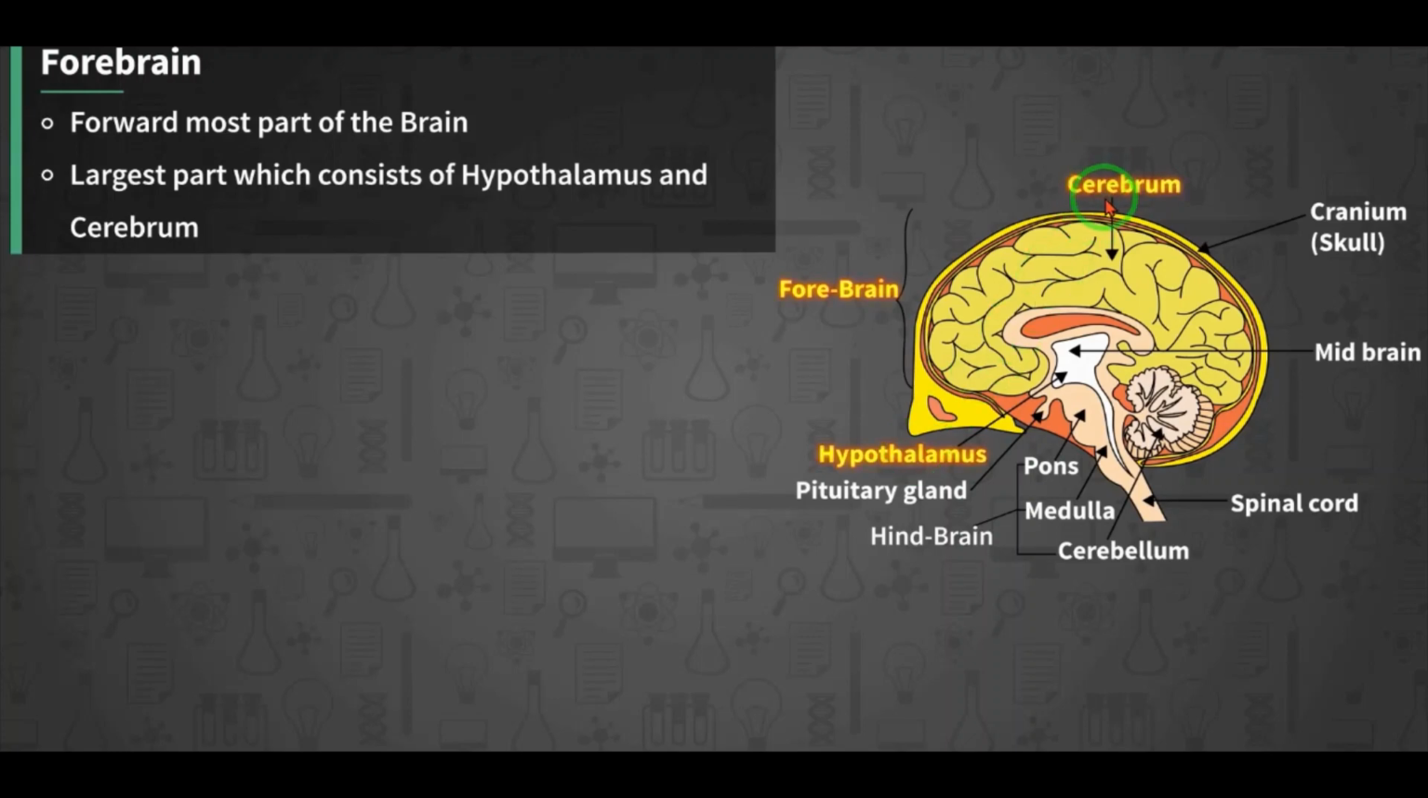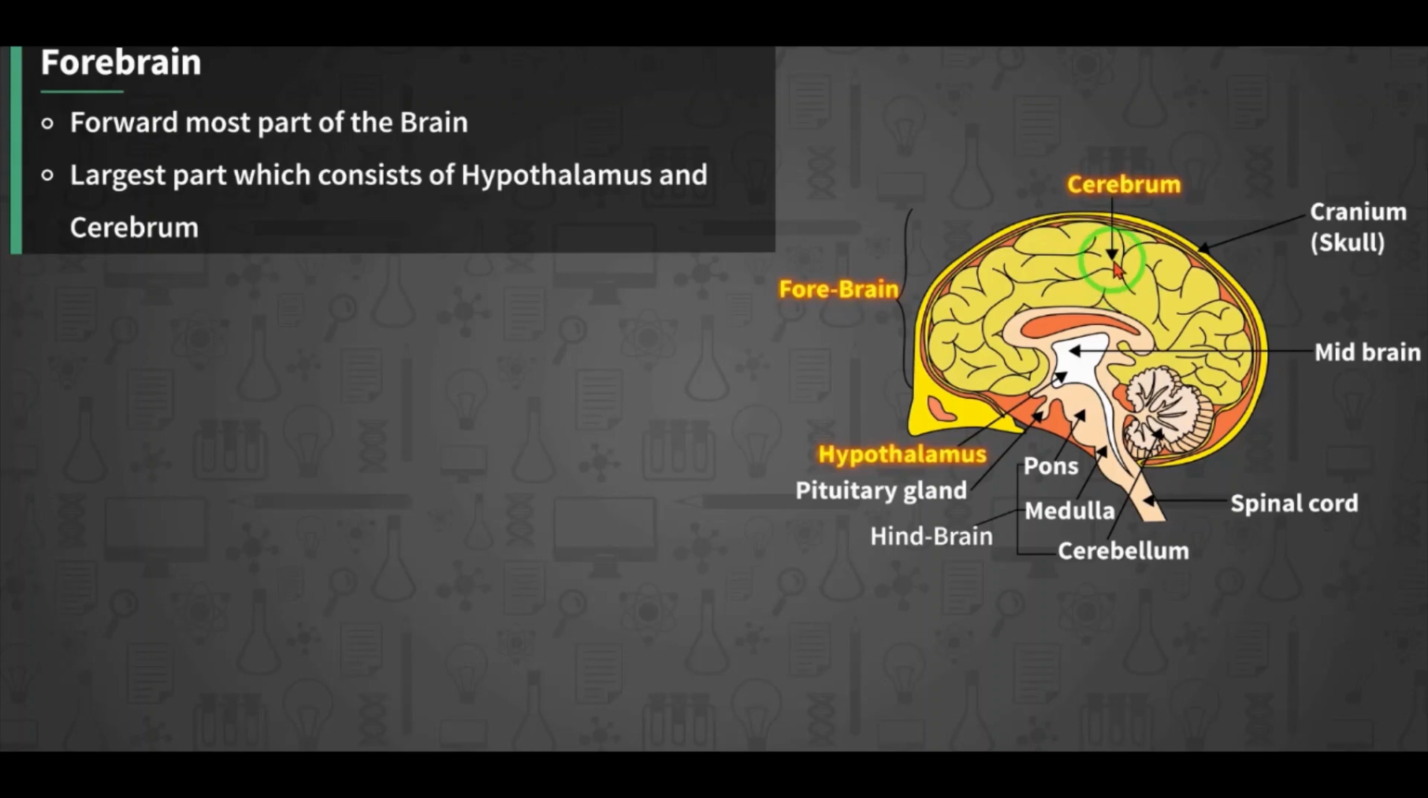So let's see the cerebrum. It is the largest portion, forming nearly two-thirds of the brain. This is the cerebrum region. The cerebrum is longitudinally divided into two halves, the right and left cerebral hemispheres.